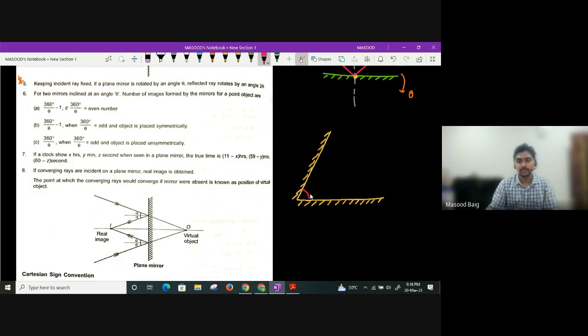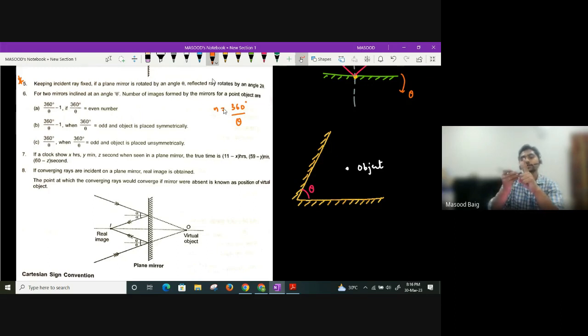If they are inclined by an angle theta, then what will be the number of images formed for an object placed in front of them? They'll ask, guys. So let us say the object is placed somewhere over here. Two plane mirrors have been taken. They will ask you to find the number of images formed. In this case, first you will calculate a certain value. And what is that value? It is 360 divided by theta. You are going to calculate 360 divided by theta.